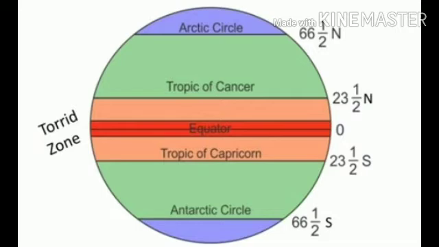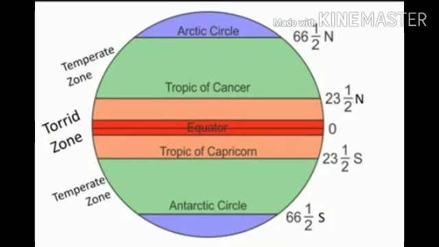But the midday sun never shines overhead beyond the Tropic of Cancer and Capricorn. If the sun's rays go on decreasing towards the poles, that is, in between the Tropic of Cancer and the Arctic Circle in the northern hemisphere, and the Tropic of Capricorn and the Antarctic Circle in the southern hemisphere, these areas will receive moderate temperatures. Therefore, these are called temperate zones.